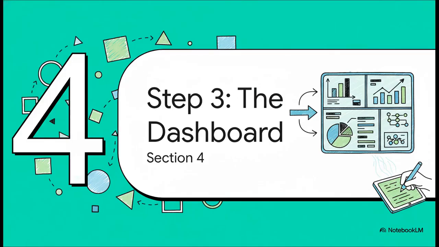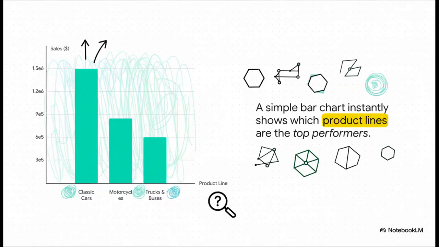Okay, this is my favorite part. Our data is clean, it's connected, it's supercharged with DAX calculations. Now it's time for the grand finale. We're going to bring this story to life by creating the dashboard. And we can start simple. Just look at this bar chart. In literally 2 seconds, you can see which product lines are your top performers. Instantly, you know where your sales are coming from and maybe where you should focus your marketing budget.